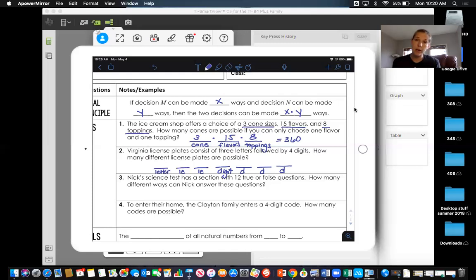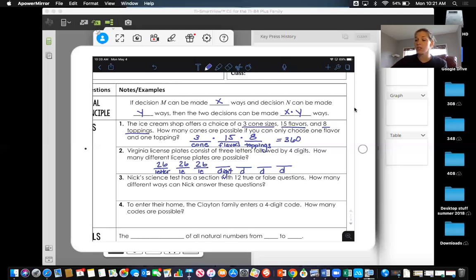So how many letters in the US alphabet are there? There are 26. So that means each of these categories for letters has 26 different options. Okay, because we can repeat.